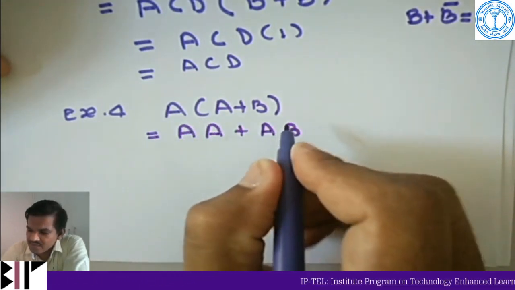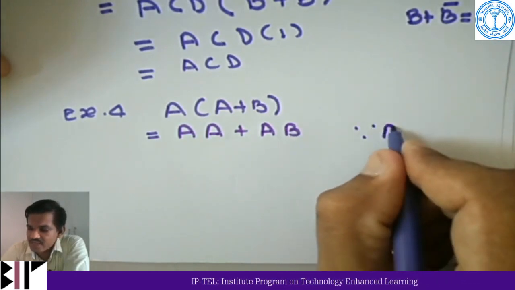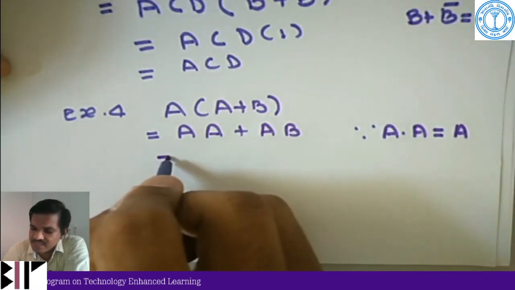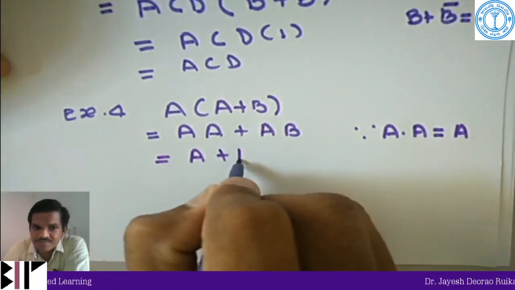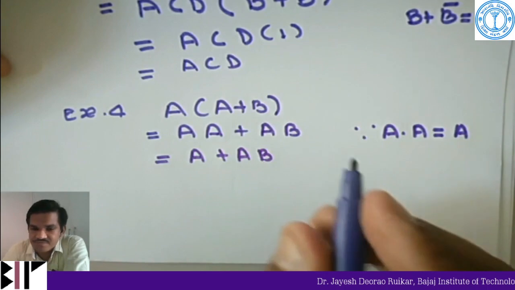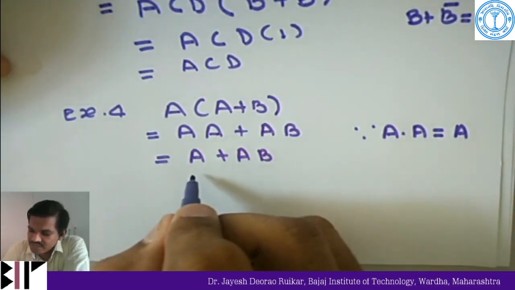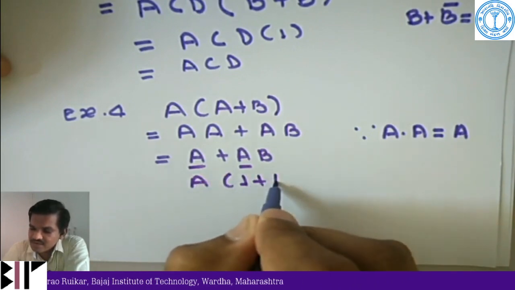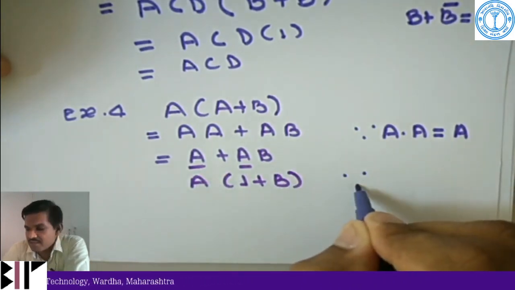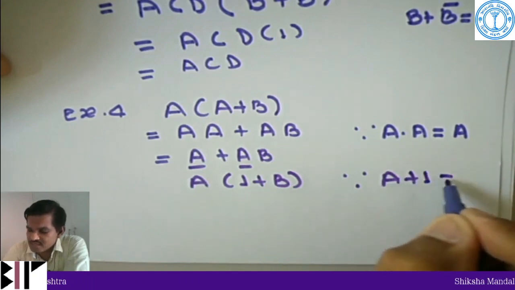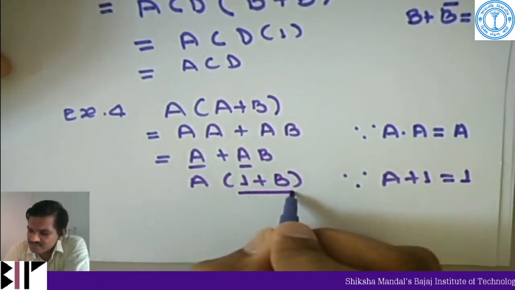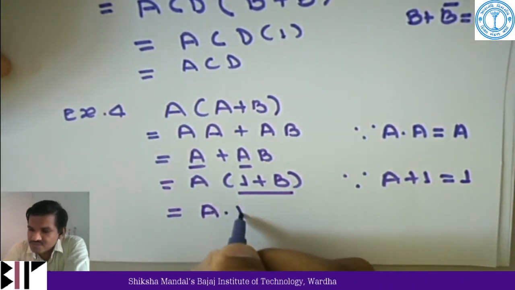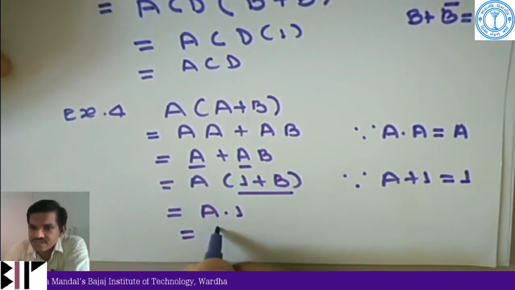Right. Now we know that a into a is equals to a. So this whole expression becomes a plus a into b. Now we have to take common a from this. So 1 plus b. But we know that a plus 1 is equals to 1. So this 1 plus b remains as 1. So we get a into 1, which is equals to a.